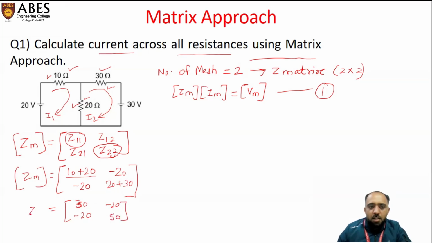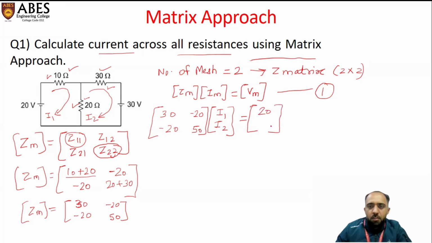So we got the Z matrix of size 2 by 2 because there were two meshes in this question. Now I'm putting the values 30, minus 20, and 50. The Im matrix will be the currents I1 and I2. And what is the Vm matrix? The Vm matrix is 20 volt, and this first value is 20 volt.